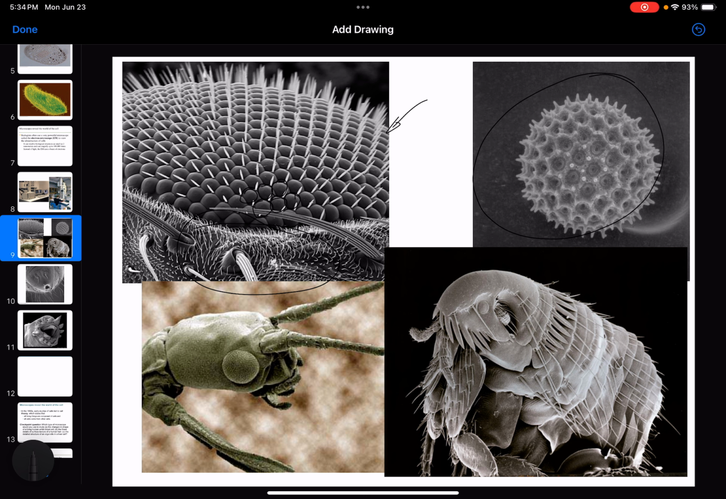Okay, down below the eye of the fly is an ant. You probably figured that one out. And then on the lower right, that's a flea. Super elegant with that cape. Okay, so those are all images generated with an electron microscope.